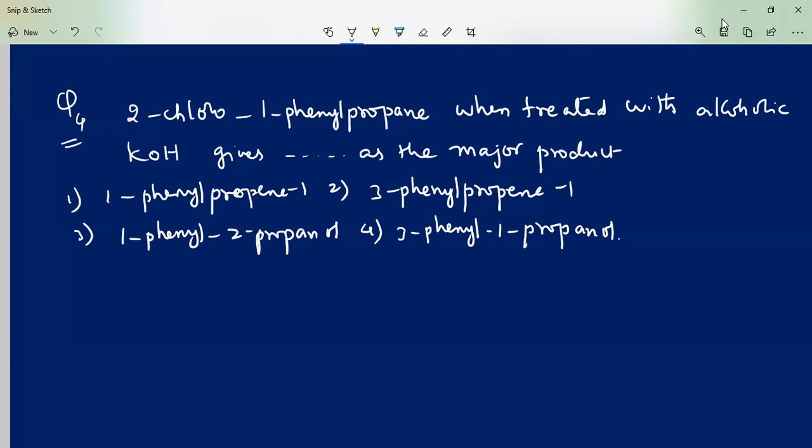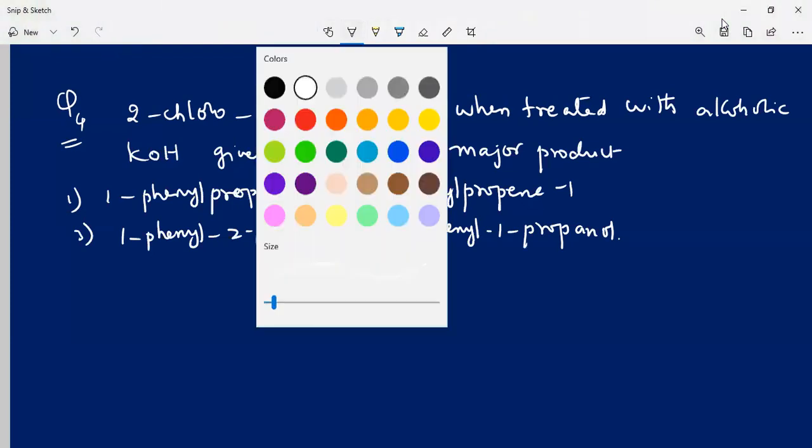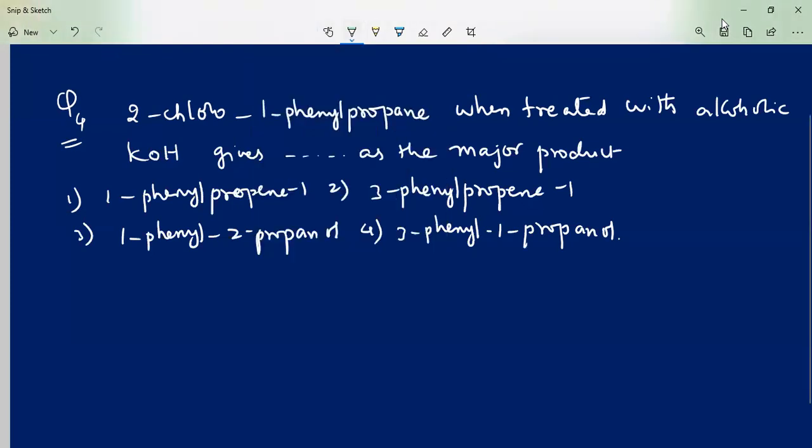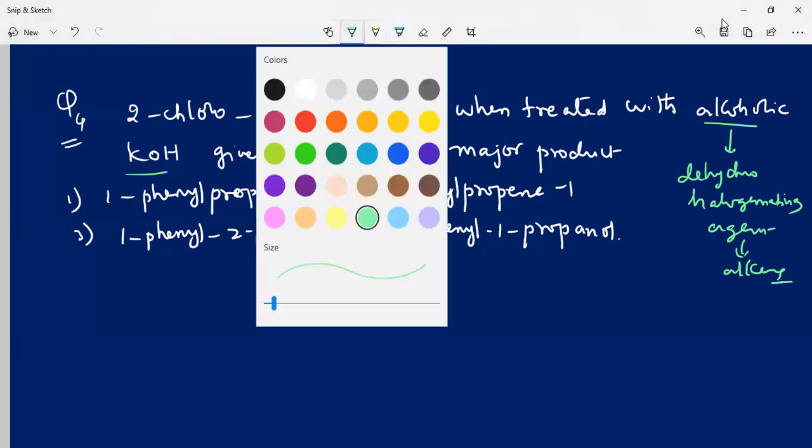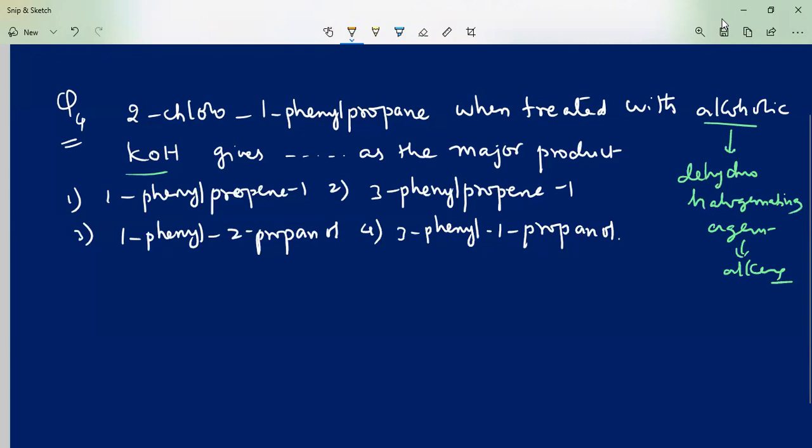3-phenyl 1-propanol. Seeing this question, we can understand that they are discussing what will happen to the haloalkane with alcoholic KOH. Usually, alcoholic KOH is said to be a dehydrohalogenating agent, which gives alkenes after the reaction. That means alkenes will be the products. See this alkene product information.